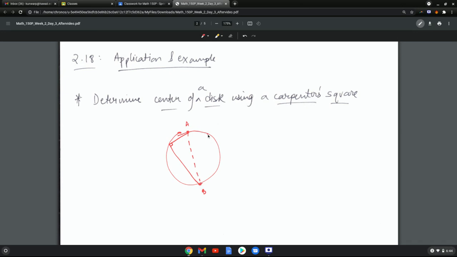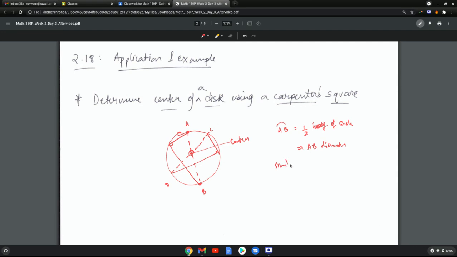Now you place your square somewhere else. Let's say I place it here. This is 90 degrees. And I mark out these points C and D, and I connect them. Where they meet is going to be the center. The reason that works is we've seen that an inscribed angle is related to the arc length. So if this is 90 degrees, then the arc AB is going to be half the circle, which further means that AB is a diameter.